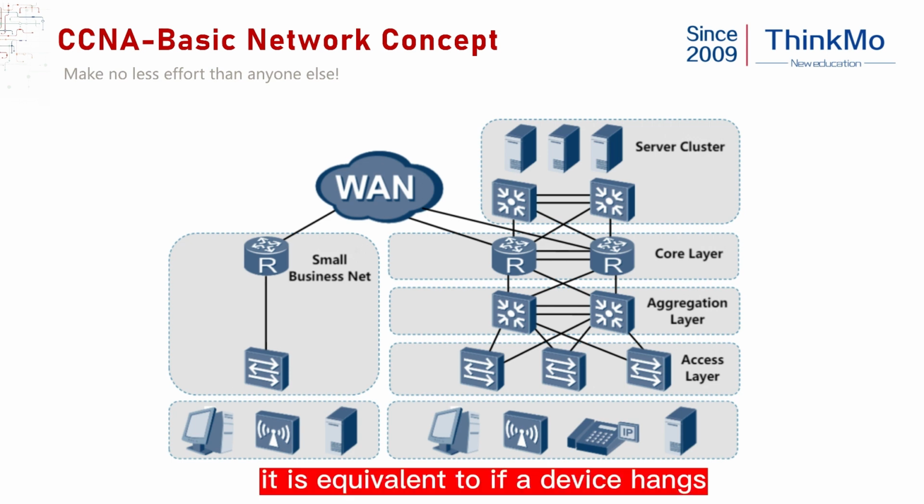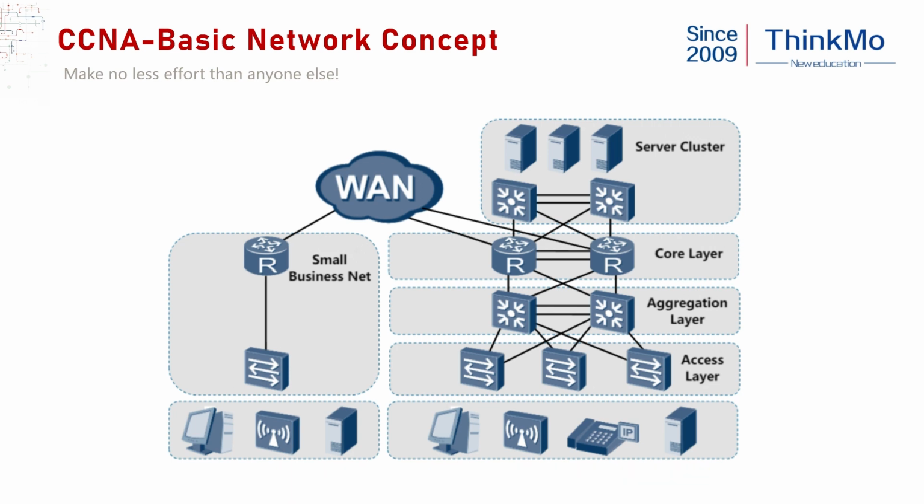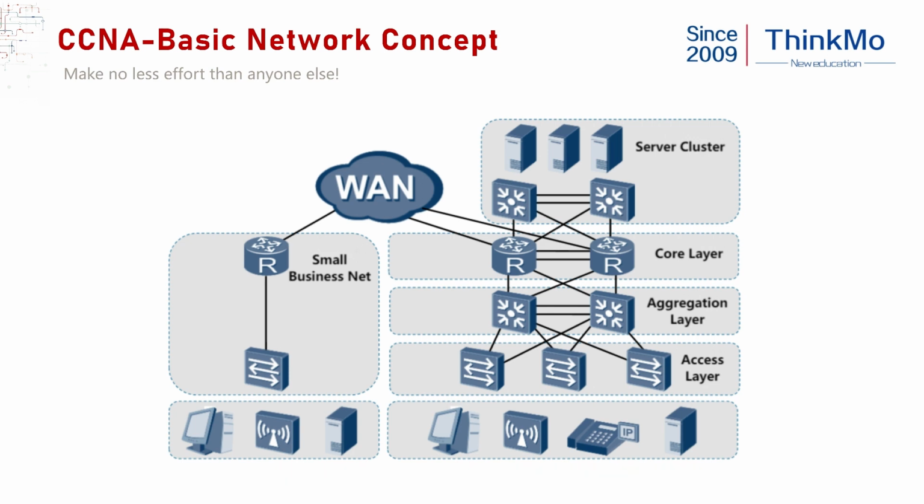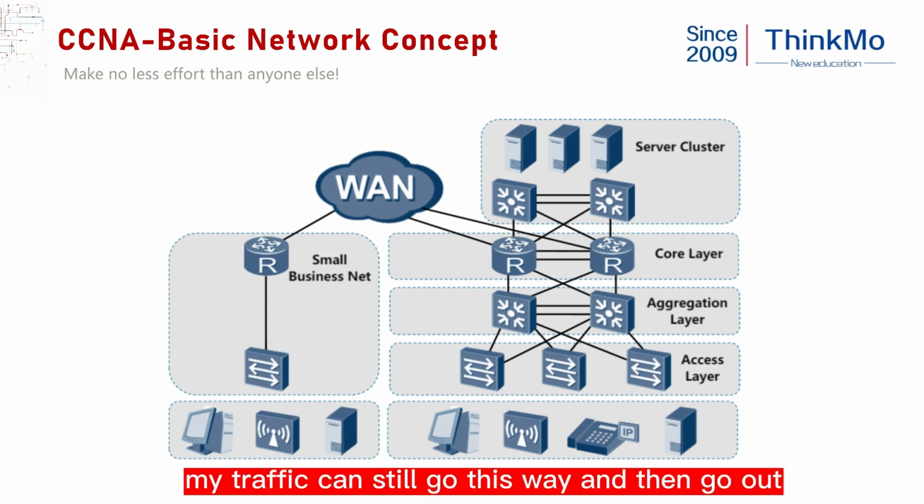It is equivalent to if a device hangs. Change a color. If the device hangs. In the future, I can still go this way. Our core layer is also 2 devices. If your device hangs up, my traffic can still go this way and then go out.